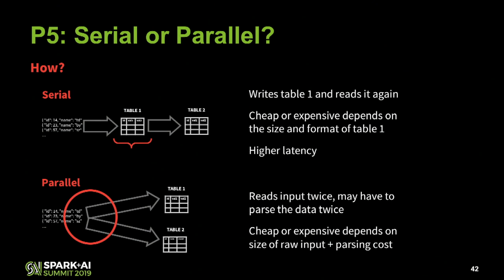You have to reason whether that is cheap or expensive. You have to also reason about whether the source itself can handle the load for reading it twice. For example, some systems like Amazon Kinesis have limits on the read data rates and stuff. So you have to be aware of that.